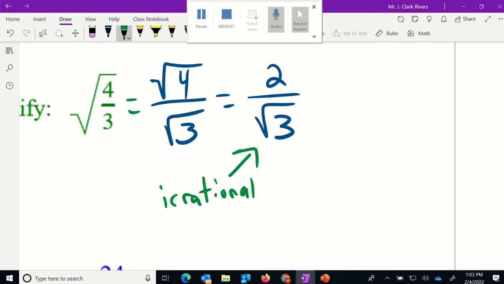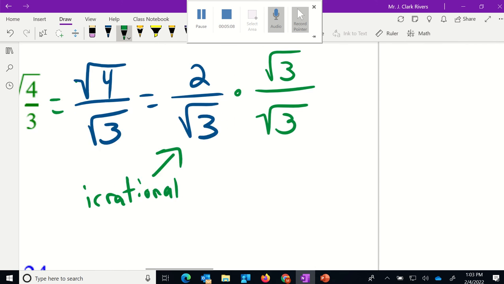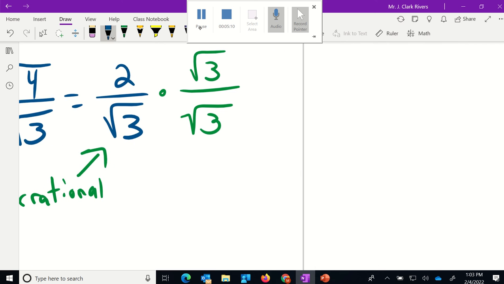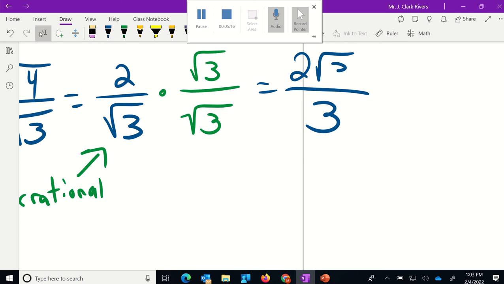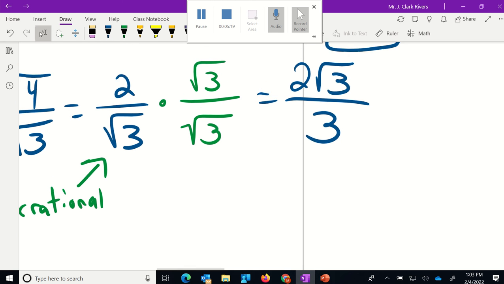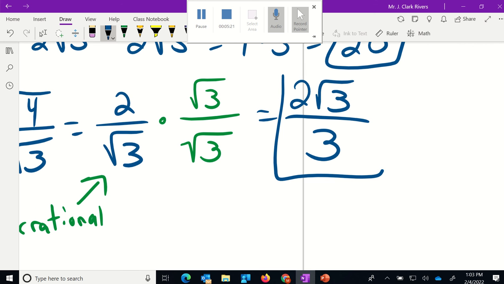So who knows what we can do to make our denominator rational? Tommy? Can you multiply by like square root of 3? We can multiply by square root of 3 over square root of 3. Who can tell me what square root of 3 over square root of 3 is? It's 1. So we multiply straight across, and square root of 3 times square root of 3 is 3. In the numerator, we just get 2 square root of 3. Now we have a rational denominator, and we're done.